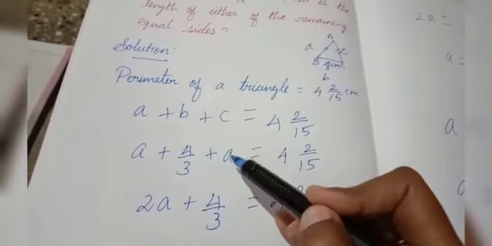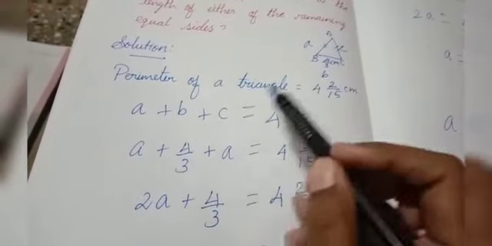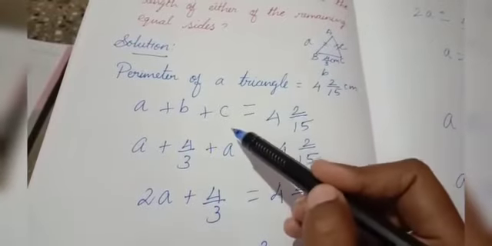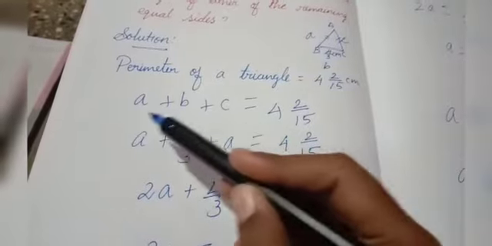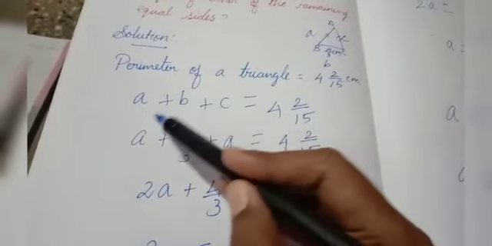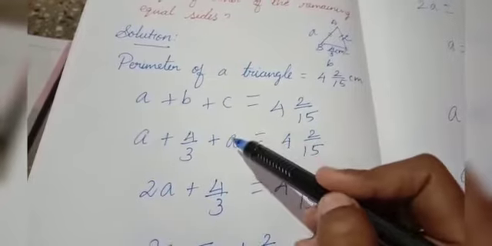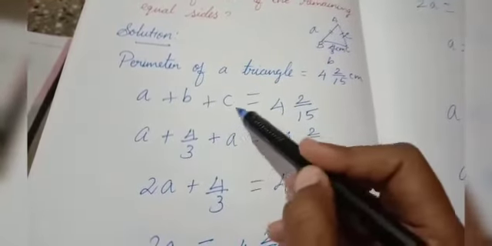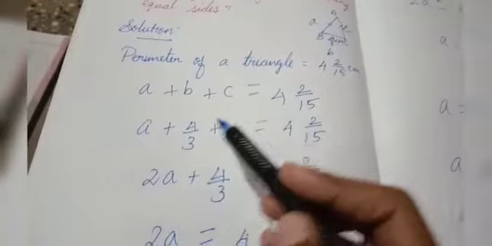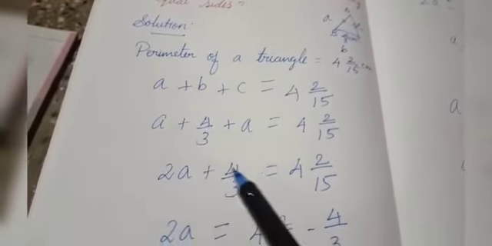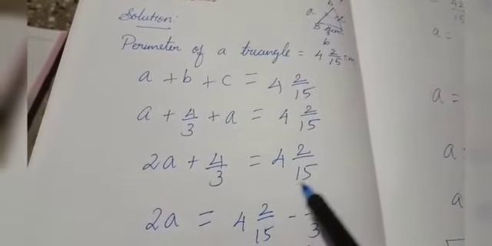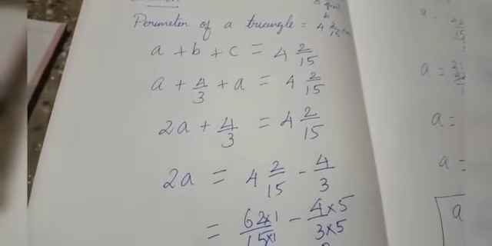Then here I have taken a. Why? Because two sides are equal in an isosceles triangle, so instead of c I have taken a. Either you can change c as a, or you can convert a as c. Any one of the variables alone you convert into one unknown. Here I have converted c into a. Now you can add these two because same variable, same power. So 2a plus 4/3 is equal to the perimeter value. Next I have brought this plus 4/3 to the right side. It will become minus 4/3.